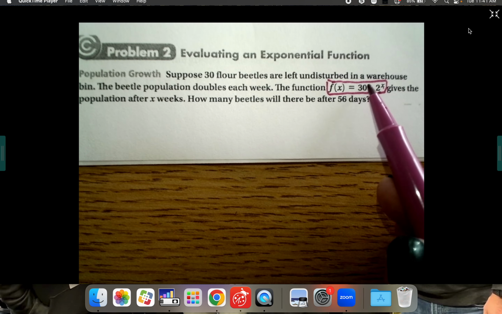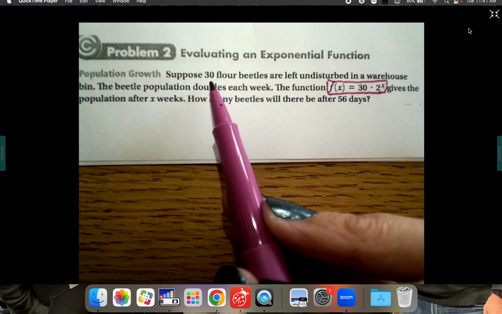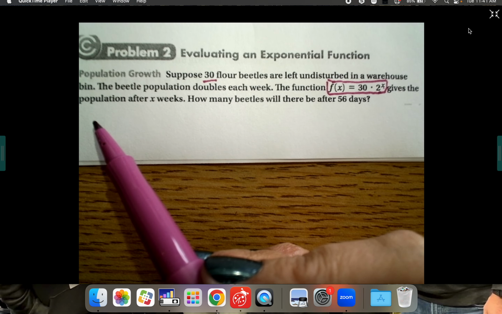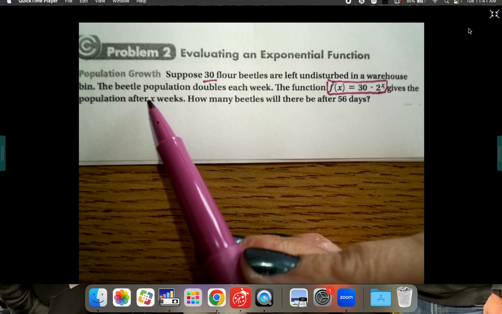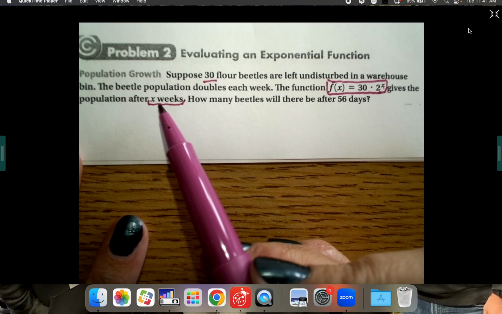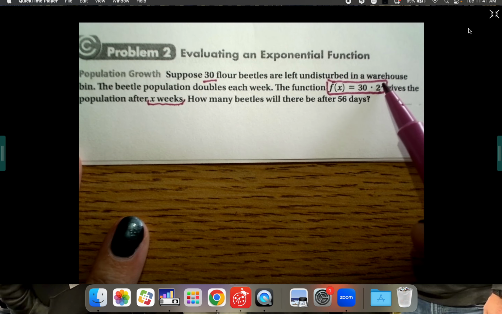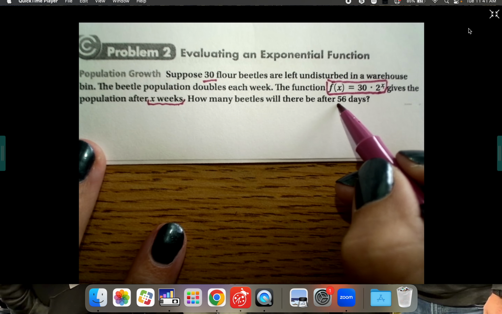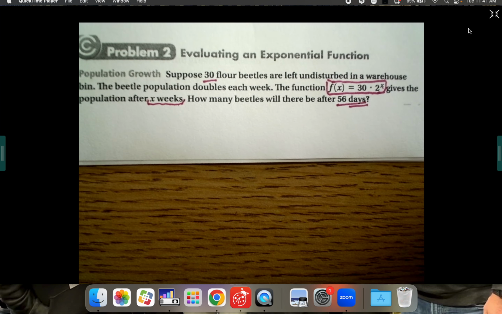And remember, 30 is your y-intercept. That's because we started with 30. That's our starting spot. And it gives the population after x weeks. So for x, we want you to fill in the number of weeks. How many beetles will there be after 56? I don't like how it switched it on us. You need to read carefully.